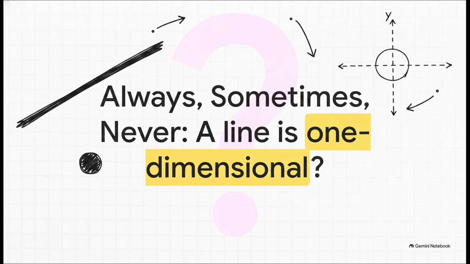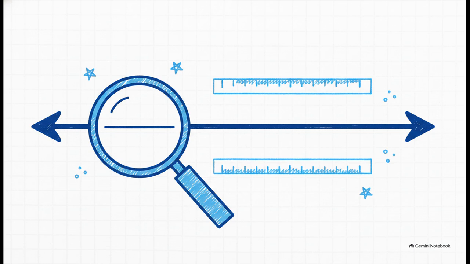A line is one-dimensional. Always, sometimes, or never true? Try to picture that dimensional table we looked at earlier in the explainer. Always true. Since a line only tracks length, it represents a perfectly one-dimensional object. It stretches on forever in 2 directions to give us length, but it has absolutely no width or depth whatsoever.